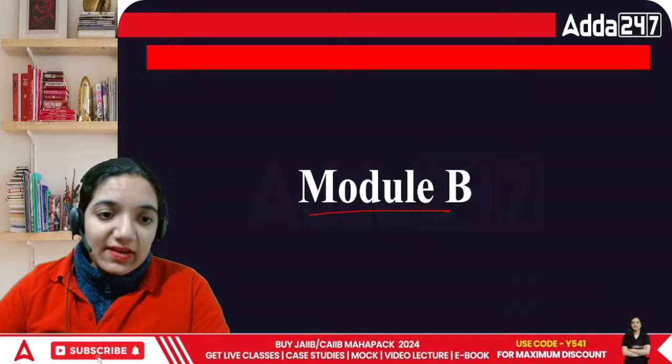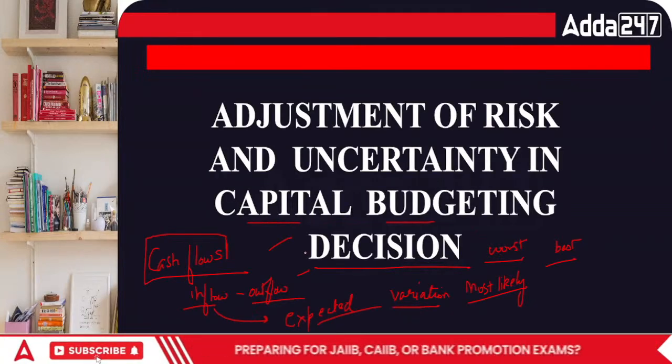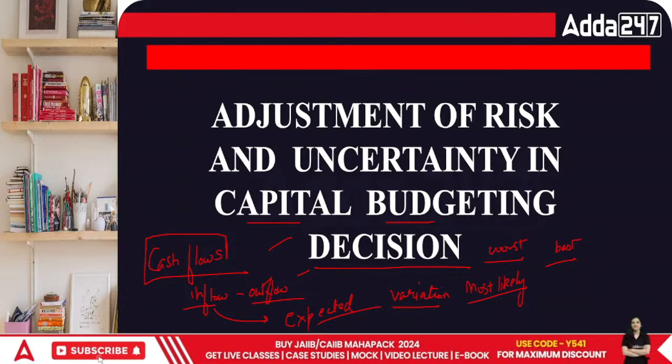Next, what comes in this area is an important issue: adjustments of risk and uncertainty in capital budgeting decisions. Everybody, let's talk about it.